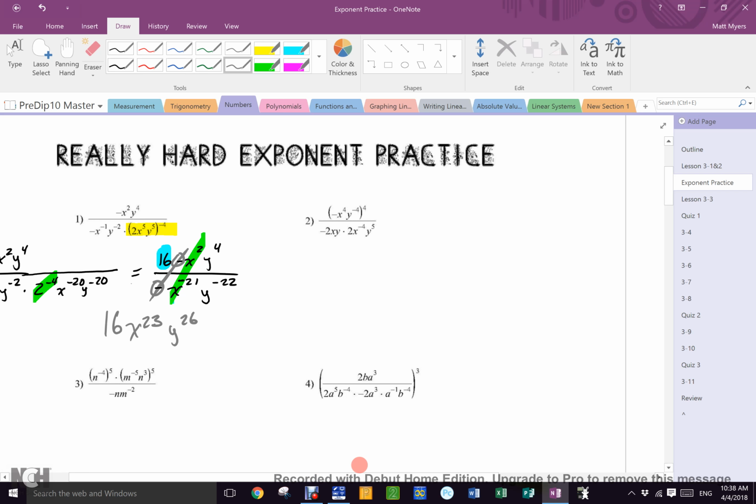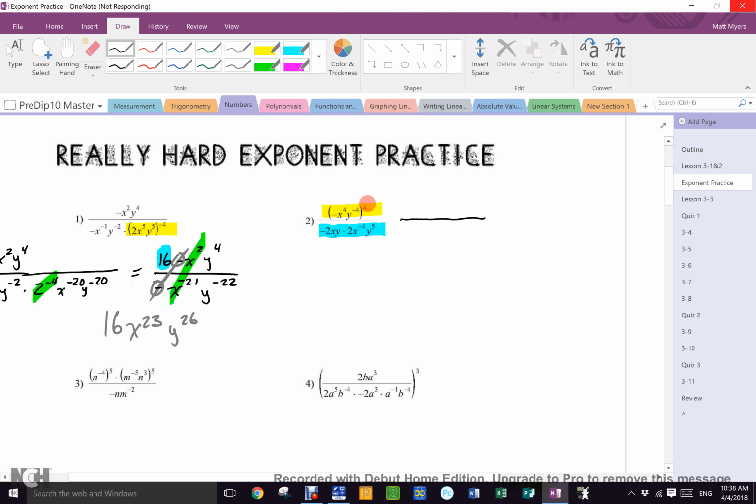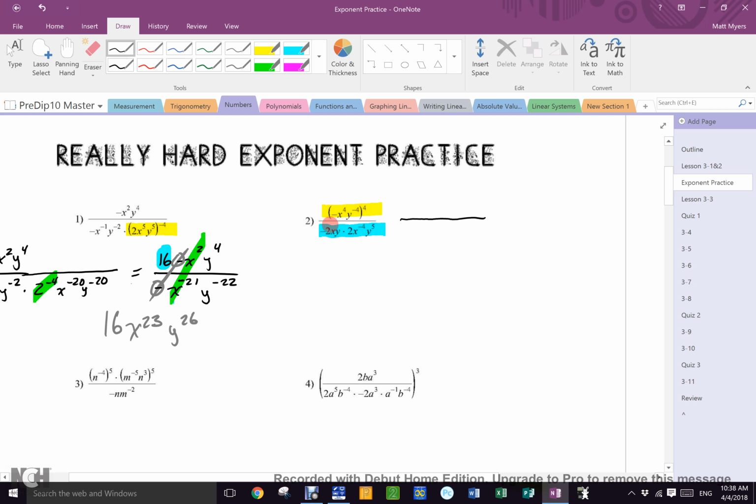Is there a place where the area code is 911? No. Now, in this one, I have a numerator to simplify and a denominator to simplify. The numerator is going to be, now, tricky, use your brains. This negative x is going to be to the 4th, right? So what's going to happen to it? What happens when a negative base goes to an even exponent?